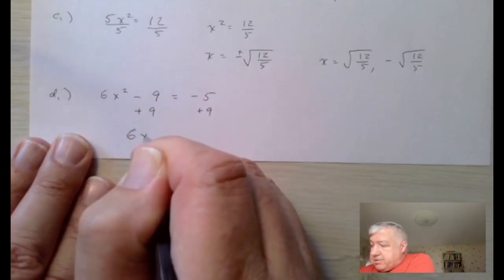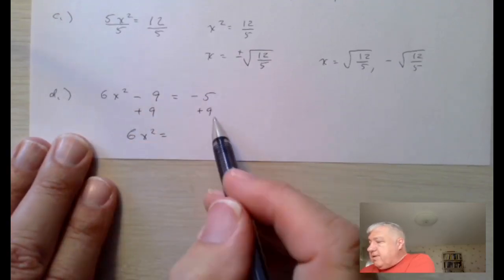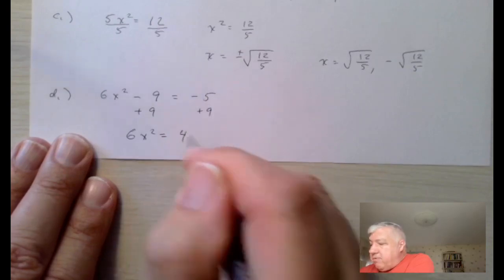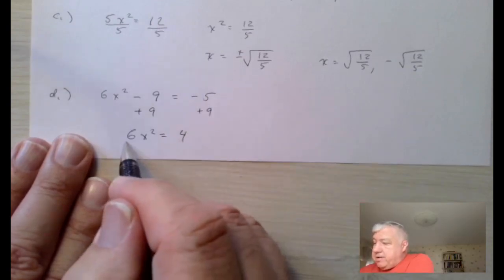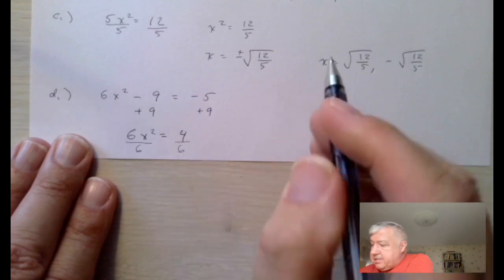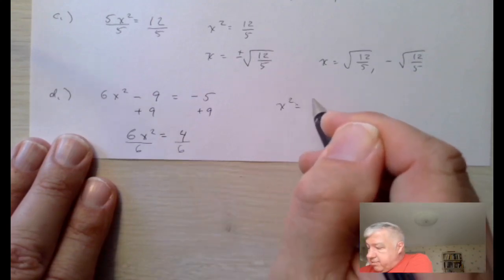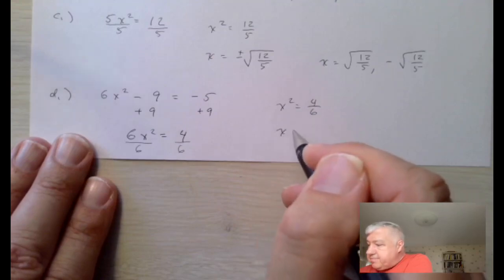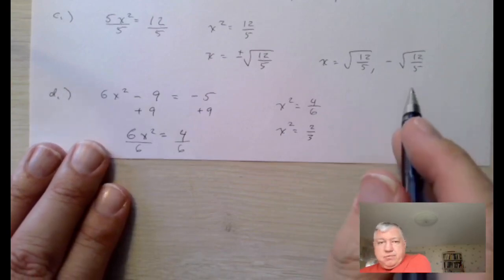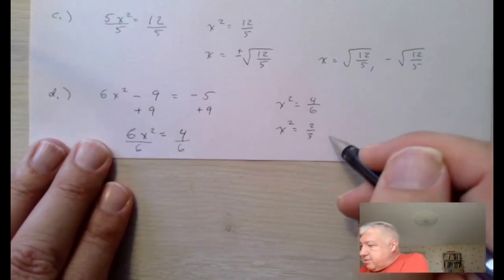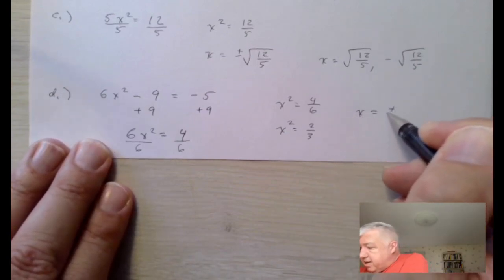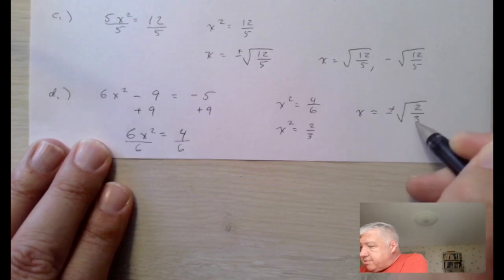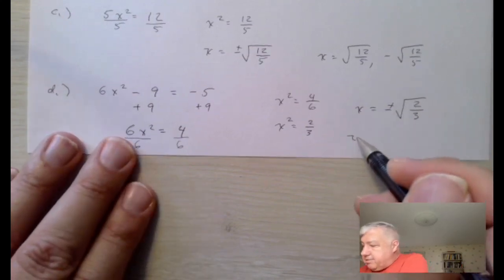And we get 6x squared is equal to 9 minus 5, that's 4. And now we can divide both sides by 6, and we get x squared equals 4/6, which we can reduce to 2/3, and then take the square root of both sides. And so x would be plus or minus the square root of 2/3. Okay, so you get two solutions.